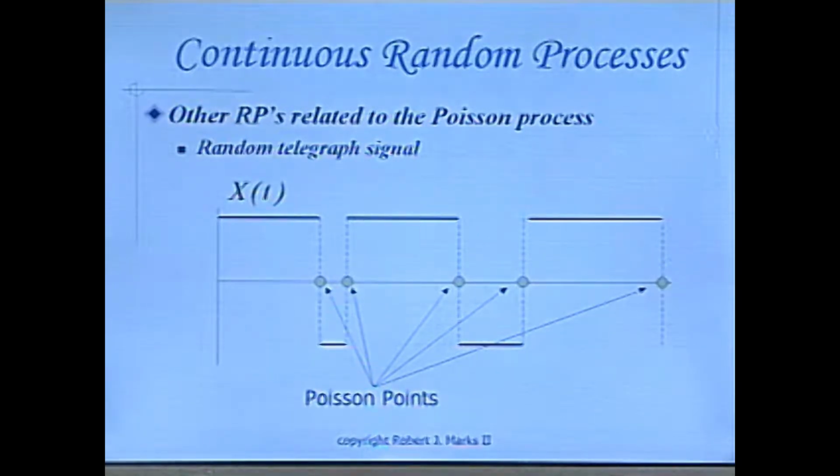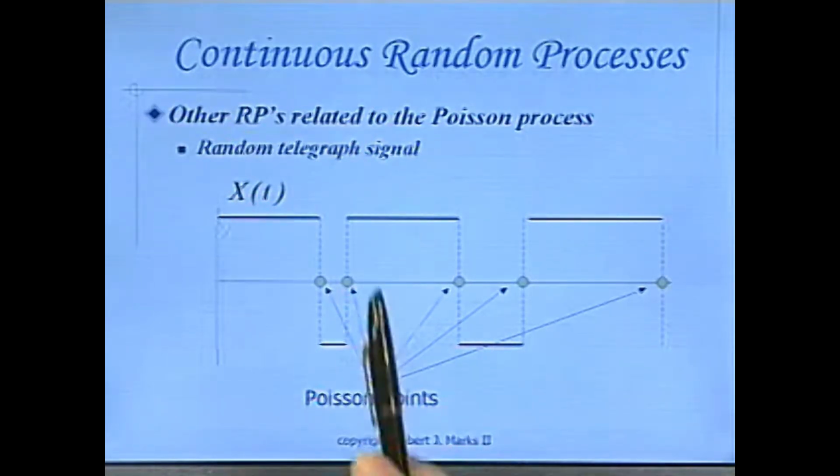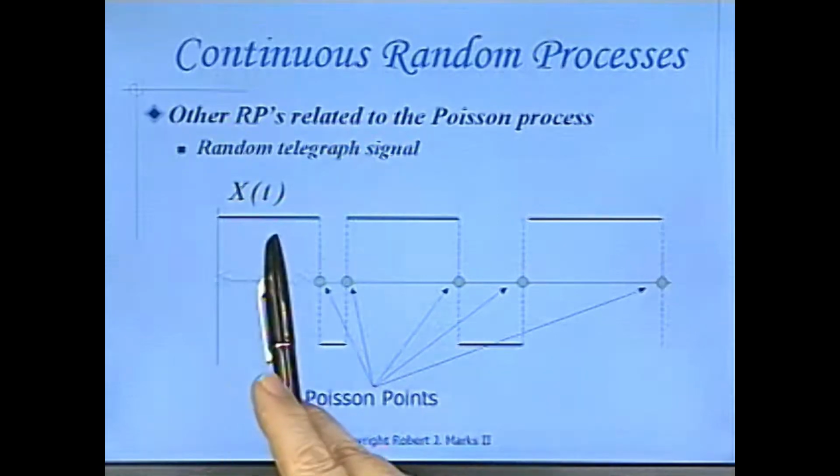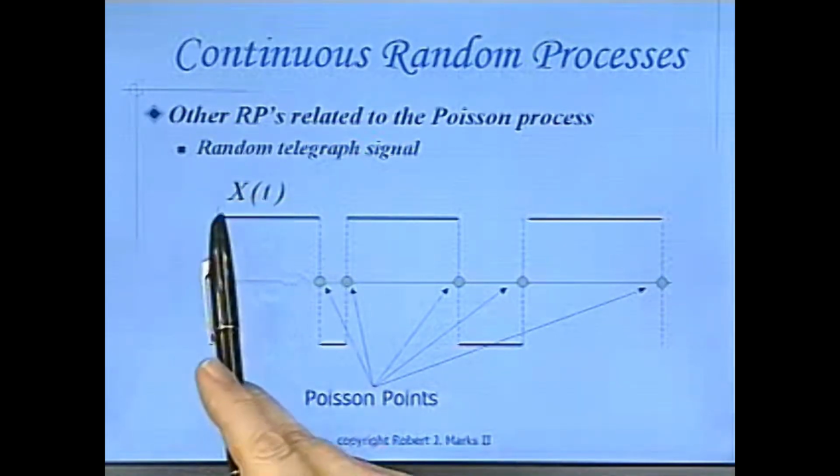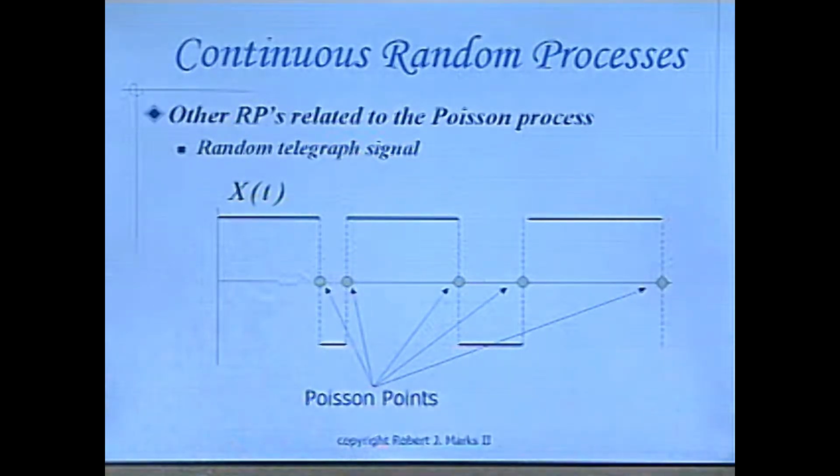Can anybody tell me why? What's the expected value of x at the origin? No, 1. It always starts out at 1. By definition, the telegraph signal always starts out at 1. So therefore, at the origin, it's not even a stochastic process. It's deterministic. It's always equal to 1 at the origin.